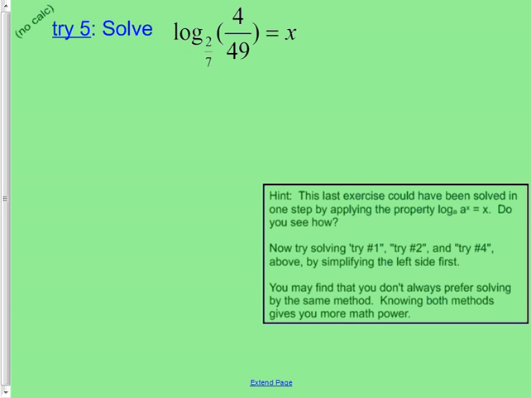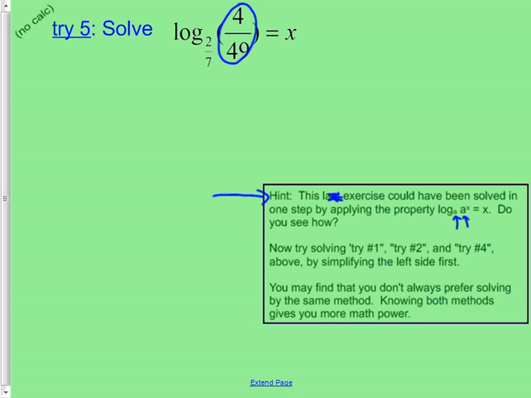All right, this one says here in the hint area, this last exercise could have been solved in one step by applying the property log base a of a to the x equals x. What they're saying is make the bases the same. Those of you that aren't good at this yet, try it on this one. Make that into 2/7 to the something, and you have the answer. Pause for just 10 seconds. If you don't have it by then, you probably really don't have fraction powers.